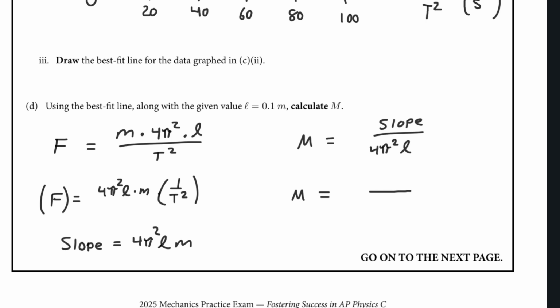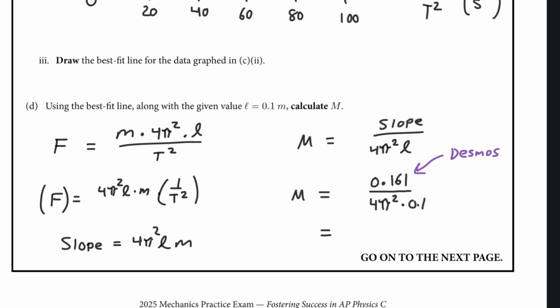So here, my slope would be approximately 0.161 from Desmos divided by 4 times pi squared times L, which was 0.1. And to make sure I don't miss out on a potential point, I'm going to say that this came from Desmos. Even better would be to write your best fit equation.